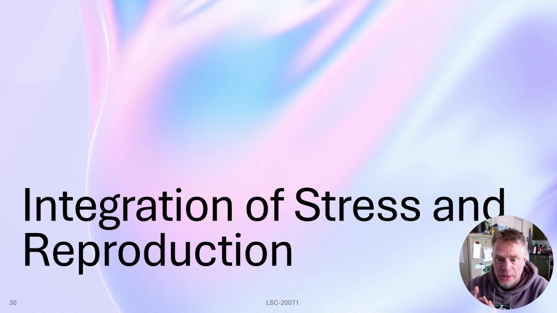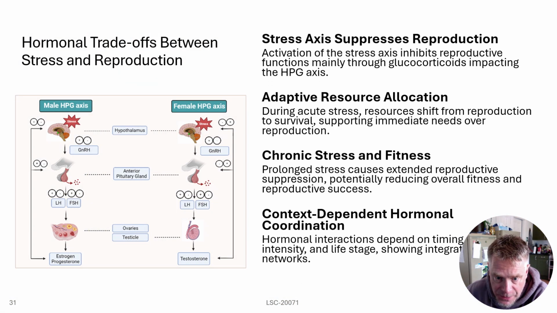Now, finally, we're really done with integration of stress and reproduction. These two are sort of pulling the animal perhaps in different directions, but it needs to be integrated according to the conditions. So we do get this sort of trade-off, and the stress axis will suppress reproduction. Activation of the stress axis, that type of hormone release, is going to happen through the glucocorticoids, and it affects the HPG axis, which is the hormones allowing, for example, the production of sperm, or the fertility of the ovaries and things like this.